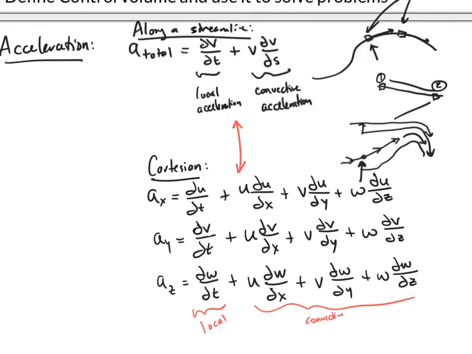Okay, acceleration. What we're seeing here is that the acceleration in the x direction has to do with the change in the x direction velocity. So u is the x direction velocity, v is the y direction velocity, and w is the z direction velocity. With the local term, we see du/dt. Okay, so that's how things are changing in time.